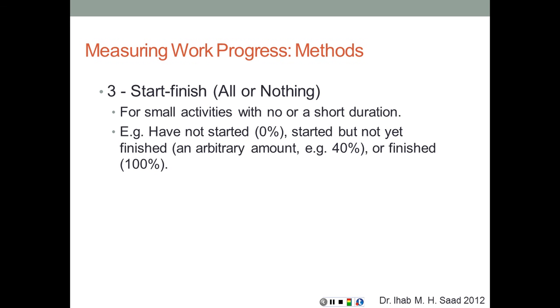Another method for measuring the progress of the activities is all or nothing. So if the activity is complete, I'm going to give it 100%. If it is not complete, it is 0%. So if it has not started, 0%, started but not yet finished, either I give it an arbitrary amount or just give it 0, or wait until it's complete, and then in this case I'm going to count it as 100%. And this can be very useful only for very short activities with a very short duration.